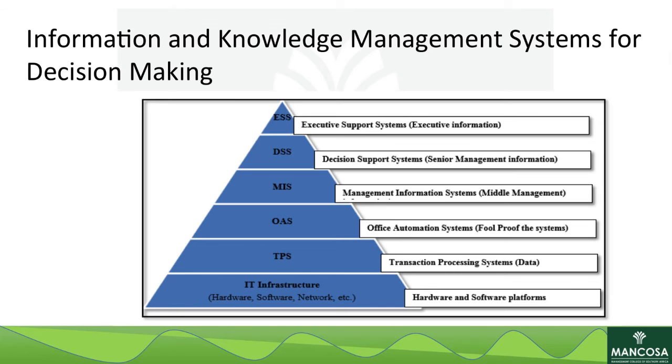A management information system is a computerized database of financial information organized and programmed in such a way that it produces regular reports on operations for every level of management in a company. A decision support system is a computer-based information system that supports business or organizational decision-making activities.